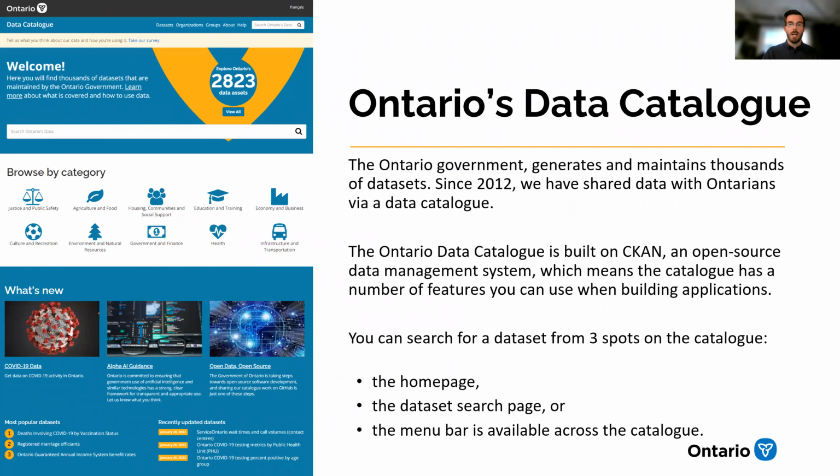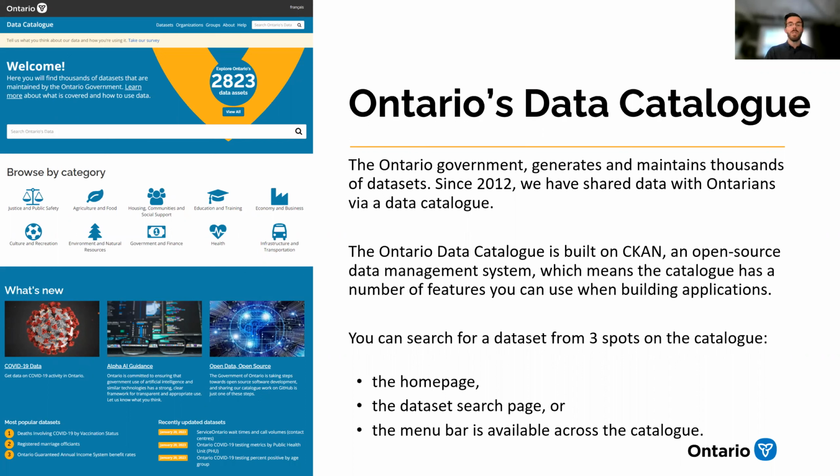So let me get started here. The Ontario Data Catalog has been produced in some form since 2012, and we've maintained and shared thousands of data sets via the public this way. The current version, which you can see on the screen here, was launched in 2018, and it's using CKAN.